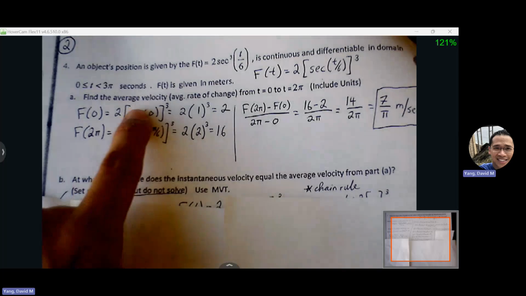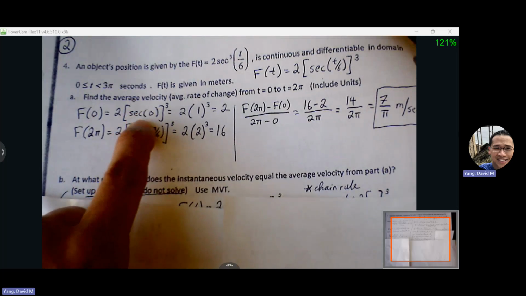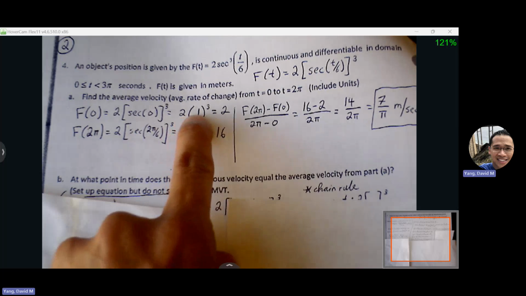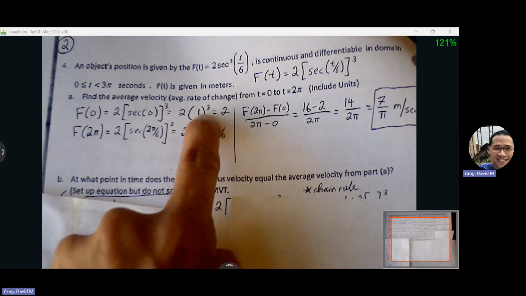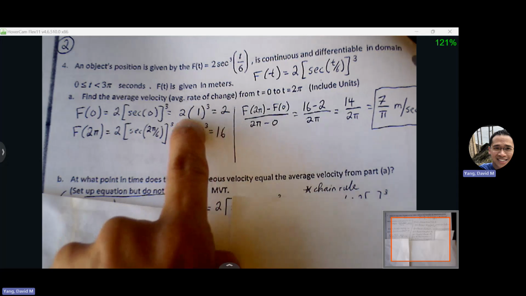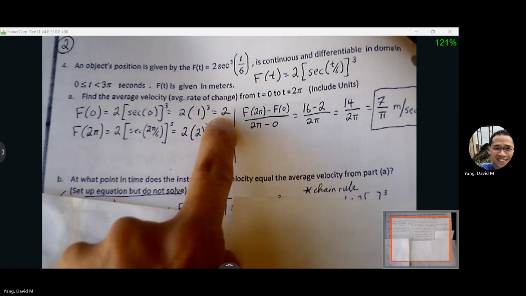All right, so secant of 0. Secant of 0 is the reciprocal of cosine of 0. Cosine of 0, you know, is 1. If you flip 1, you still get 1. So 2 times 1 cubed, it's just 2. Make sure that we don't do 2 times 1 and then cube that. Exponent is always taking the first priority over multiplication. So we do 1 cubed first and then multiply by 2, which is 2.